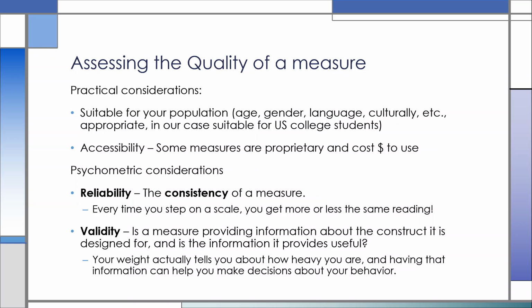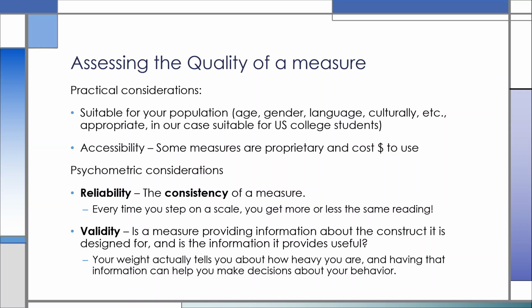So now we're going to talk about how you can assess the quality of a measure. And so there are, of course, practical considerations, and these include suitability for your population. So is it age appropriate, gender appropriate? Is it in the correct language or an appropriate language for your population? Is it culturally appropriate? Those types of things. And then, in our case, what we really want is a measure that's suitable for U.S. college students. You don't want something for children. You don't want something for a non-primary English-speaking population, things like that.